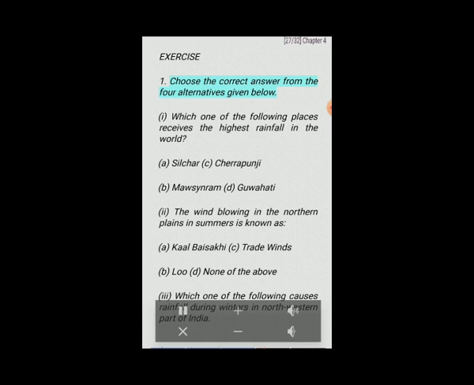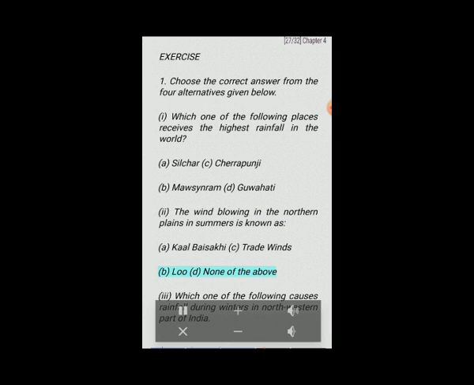Exercise 1. Choose the correct answer from the four alternatives given below. Which one of the following places receives the highest rainfall in the world? A. Silchar, B. Mawsynram, C. Cherrapunji, D. Guwahati. The wind blowing in the northern plains in summers is known as: A. Kal Baisakhi, B. Loo, C.